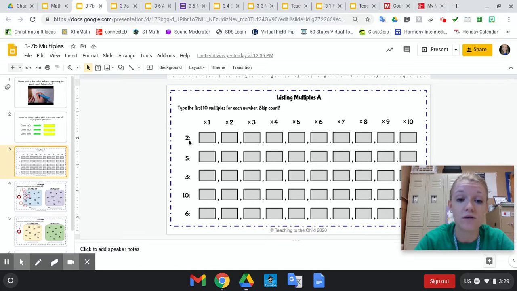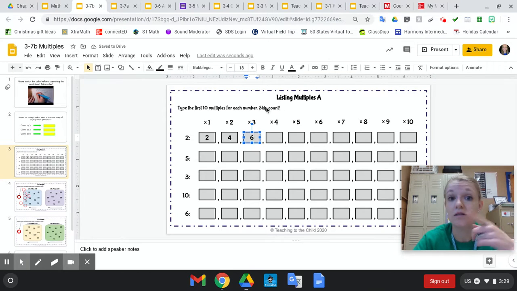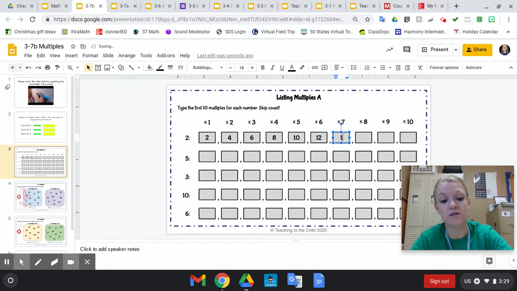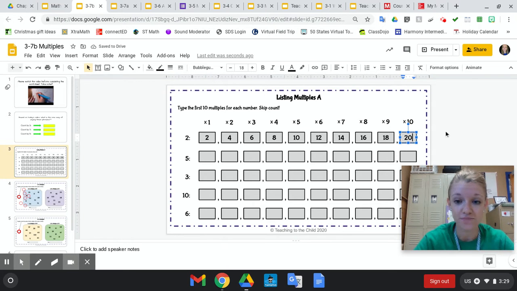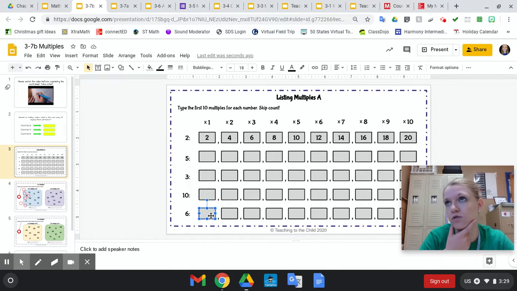So 2 times 0 is 0, 2 times 1 is 2, 2 times 2 is 4, 2 times 3 is 6. This is like counting by 2s. Oh, look at this hint. Skip count. Interesting. 2, 4, 6, 8, 10, 12, 14, 16, 18, and drum roll, 20! Yay! All right. So skip counting by 2s is very basic, very easy. Skip counting by 6s, that's a little bit more difficult. So what's a song that I might know that skip counts by 6?